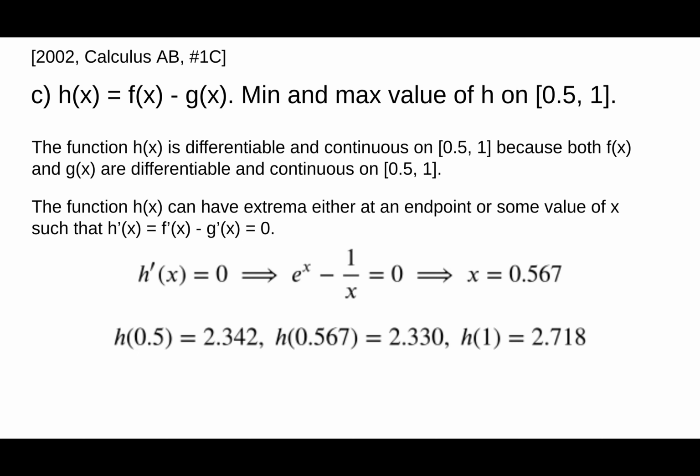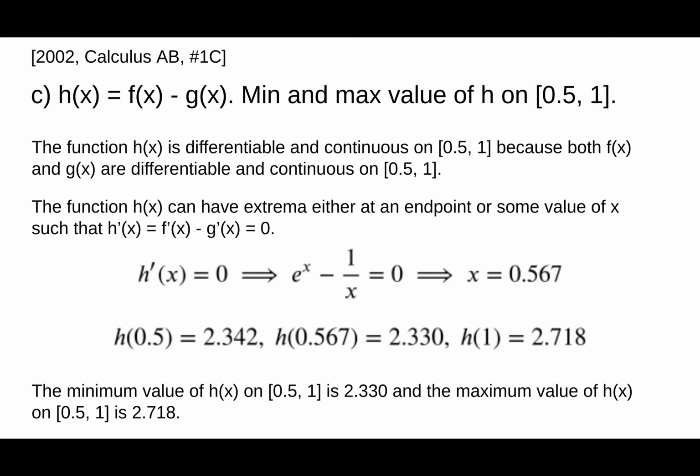The question is asking for both the minimum and maximum value of H on this interval, so I actually have to list both, and I should label them. The minimum value of those three values is the 2.330, that's the smallest, and the maximum value of H on this interval would just be the biggest of those three values, which is 2.718.